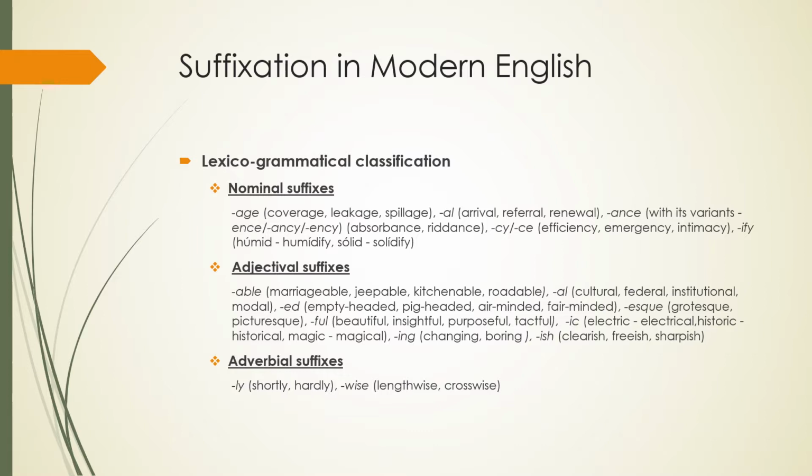Adjectival suffixes are the suffixes that produce adjectives. They are able, marriageable, dupable, kitchenable, roadable, al, cultural, federal, institutional, modal, ed, empty-headed, big-headed, air-minded, fair-minded, esque, grotesque, picturesque, full, beautiful, insightful, purposeful, tactful, IC, electric, electrical, historic, historical, magic, magical, ing, changing, boring, ish, clearish, freeish, sharpish.